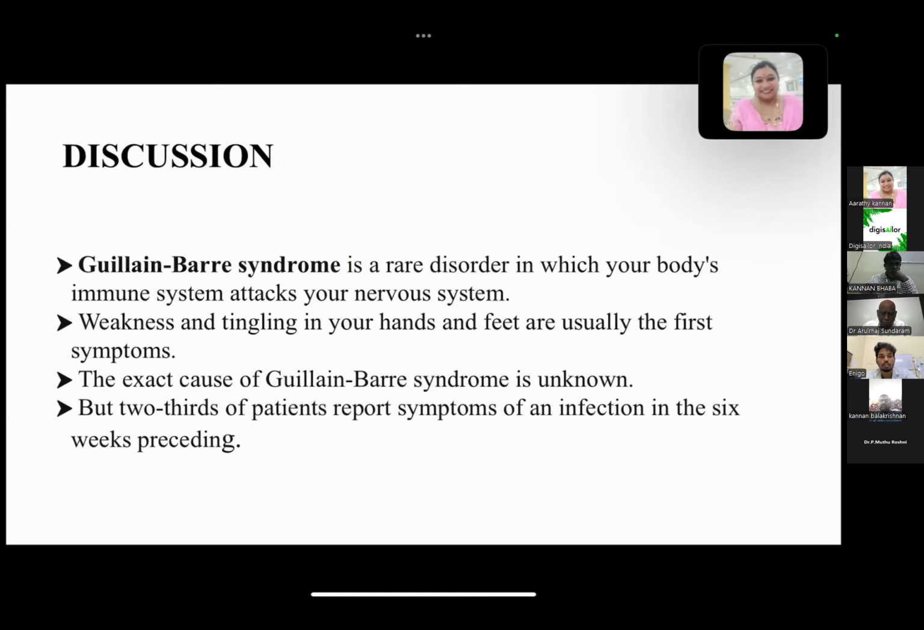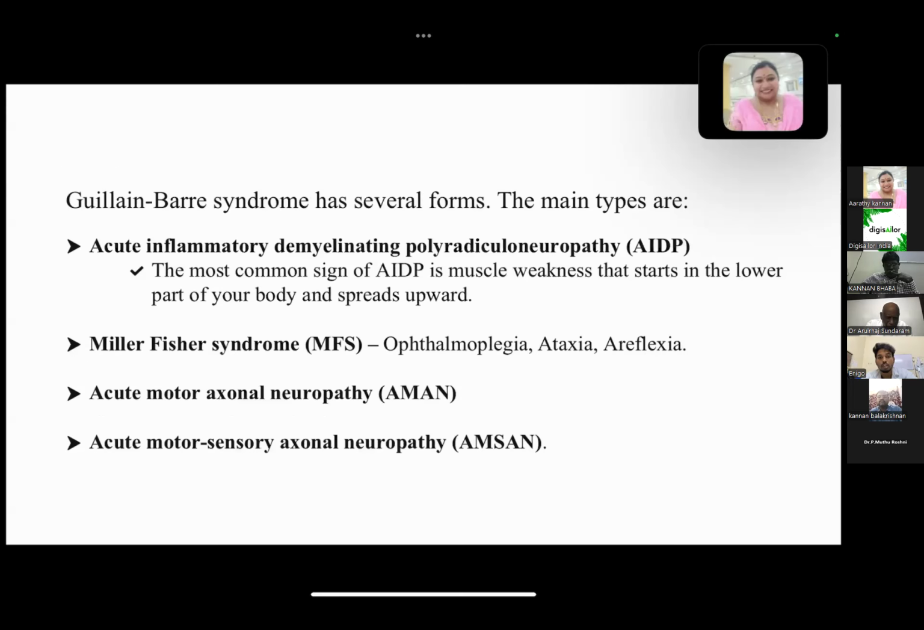So, discussion about the topic of Guillain-Barré syndrome. It is a rare disorder in which our body's own immune system attacks our nervous system. Weakness and tingling of hands and feet are the initial symptoms. The exact cause of Guillain-Barré syndrome is unknown, but 2/3 of the patients report symptoms after an infection preceding the quadriparesis. Guillain-Barré syndrome has several variants like acute inflammatory demyelinating polyradicular neuropathy and Miller-Fisher syndrome, in which ophthalmoplegia, ataxia, areflexia are present, and acute motor axonal neuropathy, acute motor sensory axonal neuropathy.